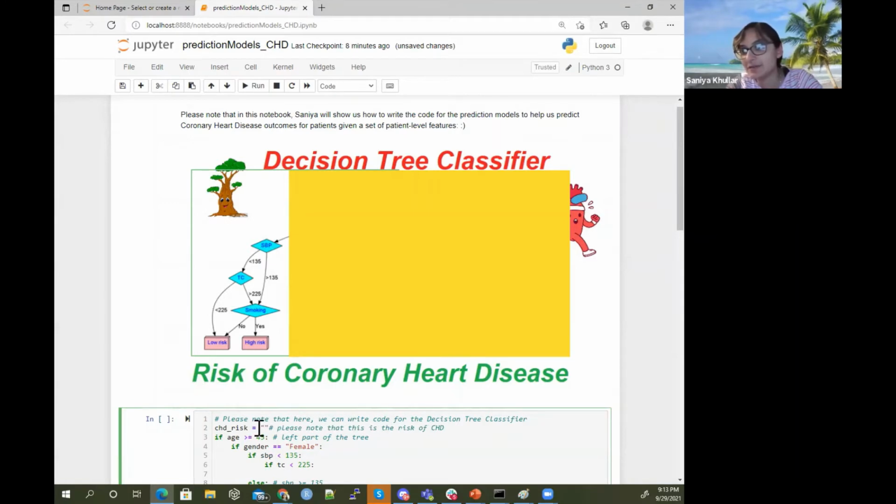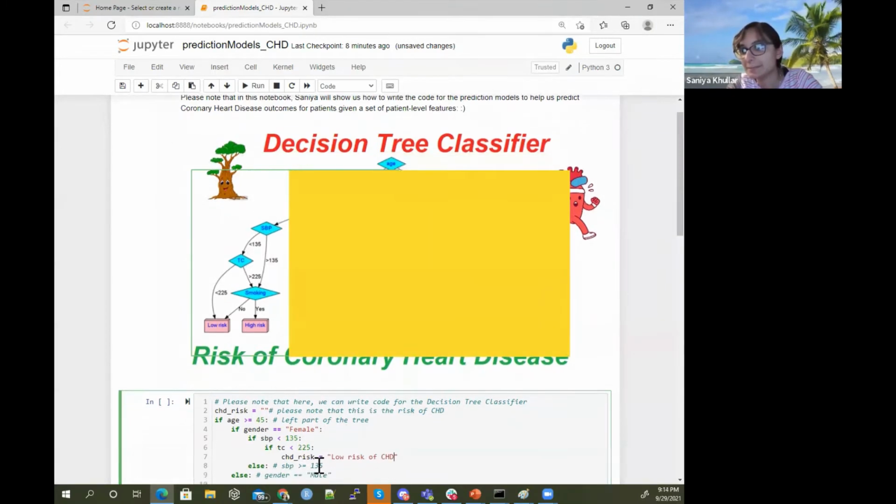It's an empty string, or we can also call it none. So if TC is less than 225, then CHD risk equals low risk of CHD, which is great. So now we have finished this part over here. You can just put a slash through it as well. We finished it. But now we have to look at this part.